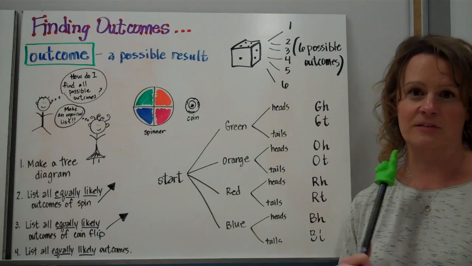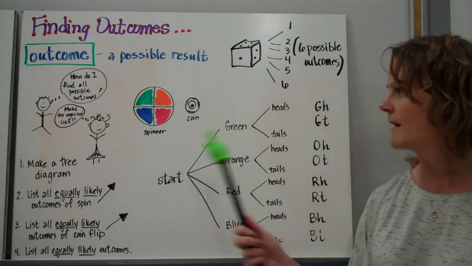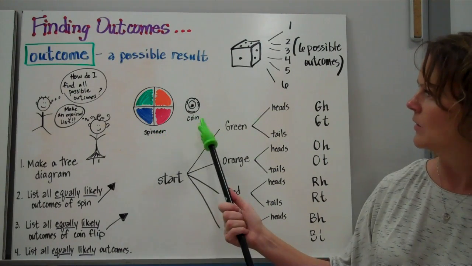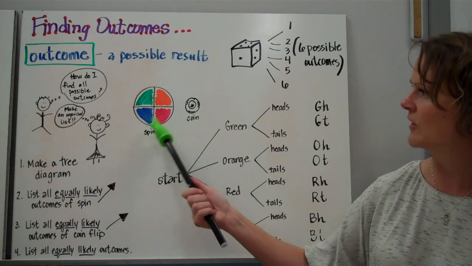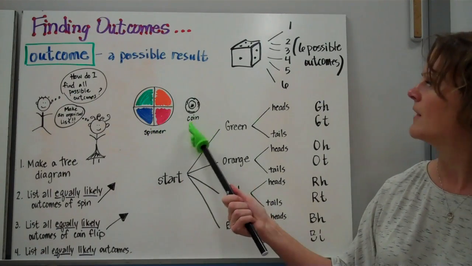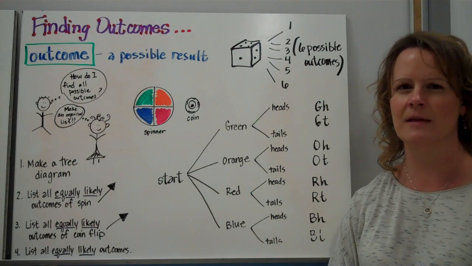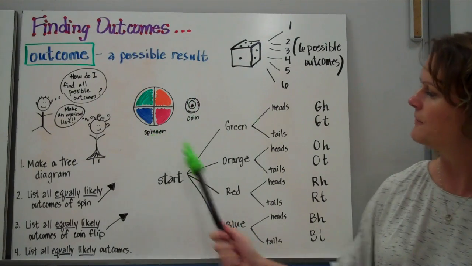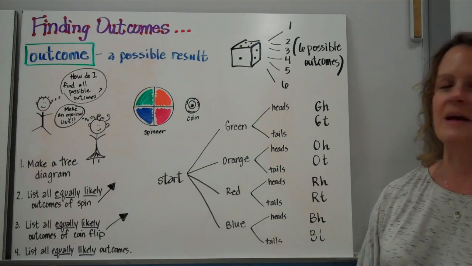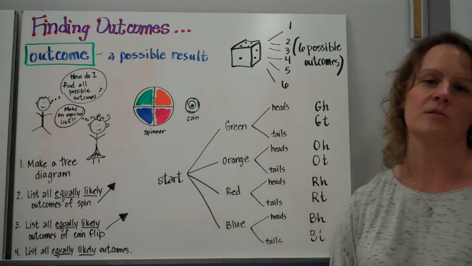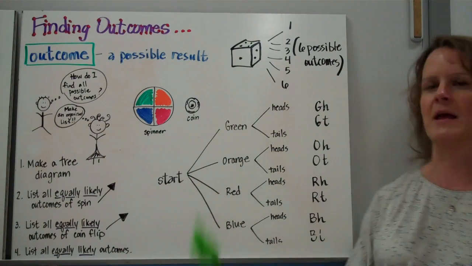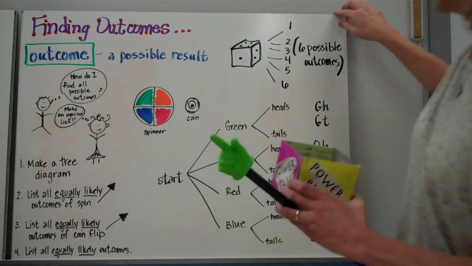Another way for us to determine how many outcomes we're going to have is to simply look at what we're dealing with. To start with, the spinner has 4 equally likely outcomes. The coin, of course, has 2 equally likely outcomes. And if we multiply that 4 by 2, we can also get our 8. So we're expecting, of course, to get 8 equally likely outcomes.